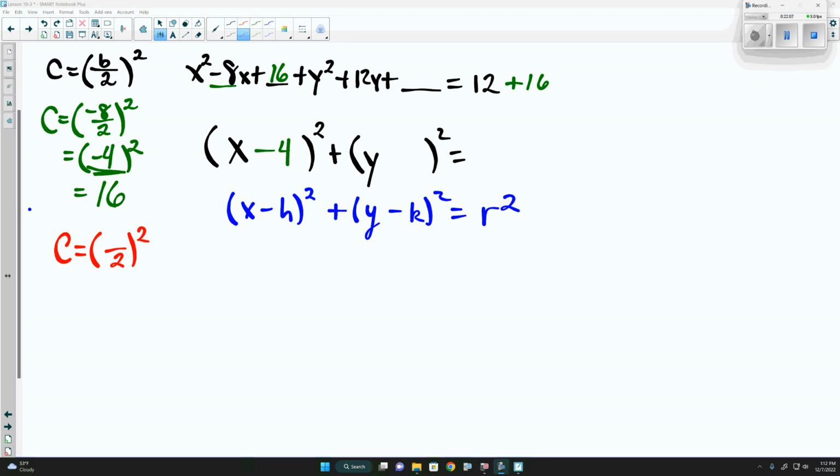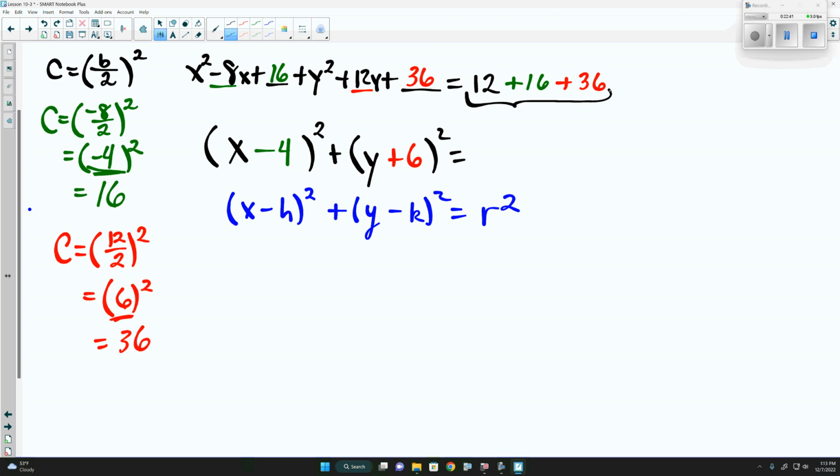All right, now we need to do the same thing for y. This time the value is 12. So we have 12 over 2 squared. Well, 12 divided by 2 is? Which is 36. Now the number inside the parentheses, before we squared it was 6. So inside these parentheses would be plus 6. Now the last part we have over here is 12 plus 16 plus 36, which is 64.